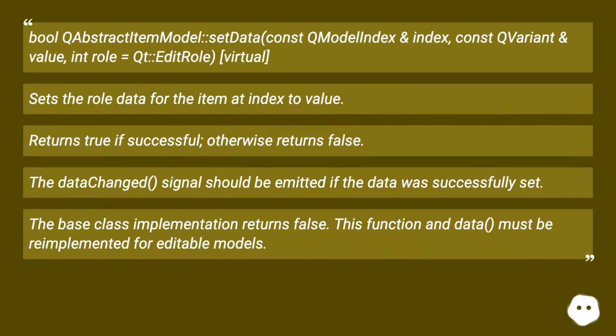bool QAbstractItemModel::setData(const QModelIndex &index, const QVariant &value, int role = Qt::EditRole), virtual, sets the role data for the item at index to value. Returns true if successful, otherwise returns false. The dataChanged signal should be emitted if the data was successfully set. The base class implementation returns false. This function and data must be re-implemented for editable models.